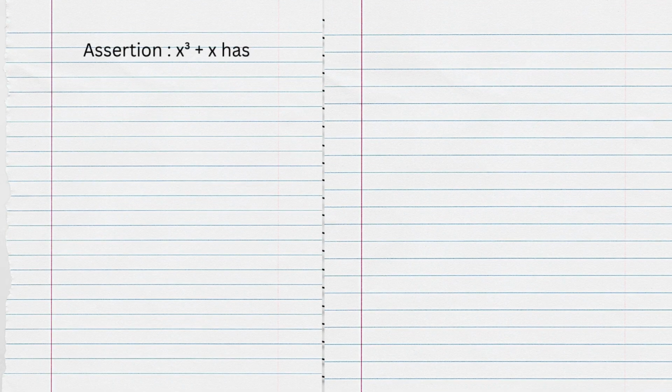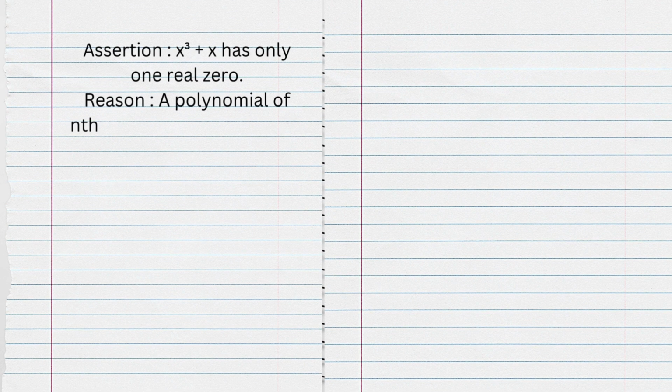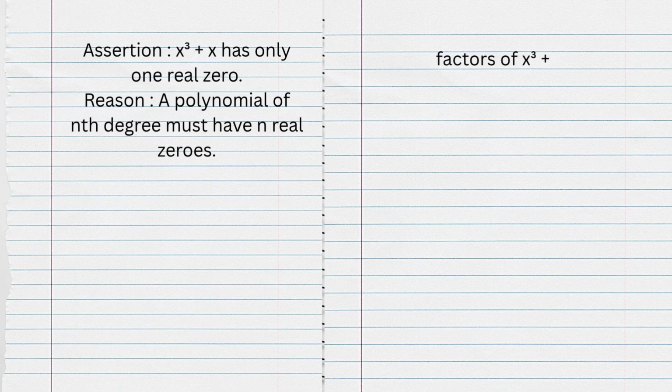Assertion: x cube plus x has only one real zero. Reason: a polynomial of nth degree must have n real zeros. To check the assertion statement, let's factorize x cube plus x. Taking x as common, we get x times x squared plus 1.